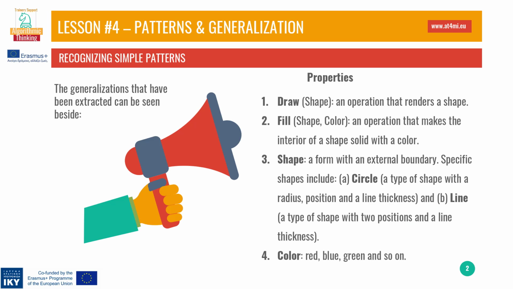1. Draw, shape, an operation that renders a shape. 2. Fill, shape, color, an operation that makes the interior of a shape solid with a color. 3. Shape, a form with an external boundary. Specific shapes include: a. Circle, a type of shape with a radius, position and a line thickness. b. Line, a type of shape with two positions, aka coordinates, and a line thickness. 4. Color: red, blue, green and so on.